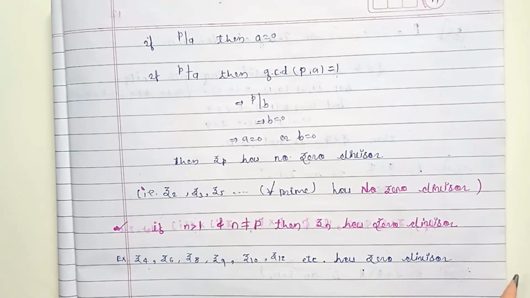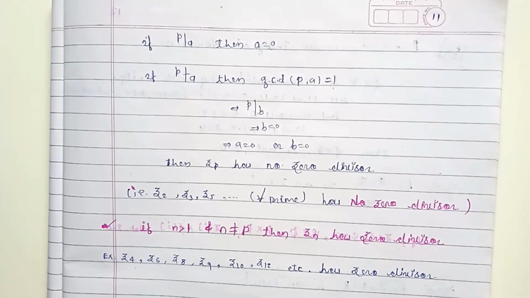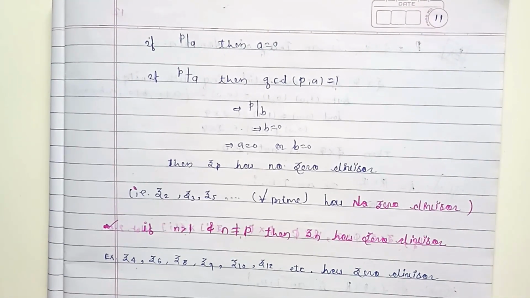I hope you have all understood today's examples along with the definition of a 0 divisor. It is quite easy to understand. Nothing is difficult about 0 divisors.